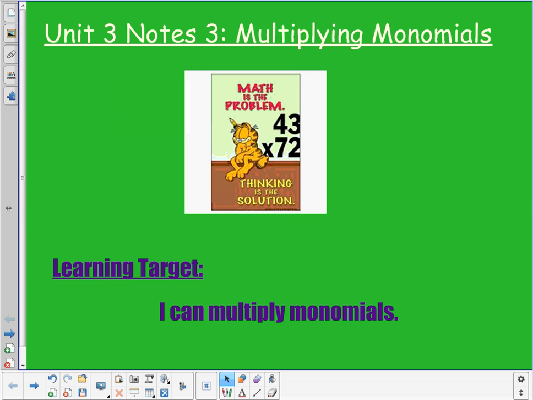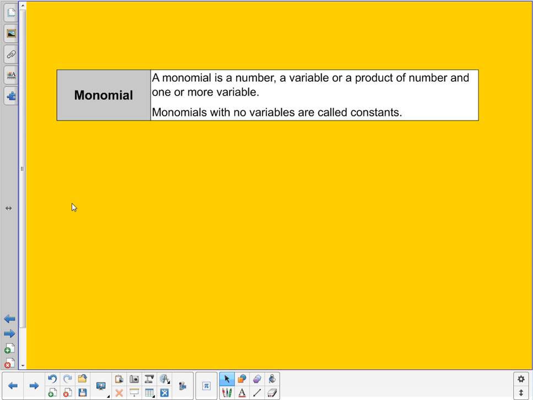Today we're talking about multiplying monomials. Before we talk about multiplying monomials, we should probably figure out what a monomial is. A monomial is a number, a variable, or a product of a number and one or more variables. Monomials with no variables are called constants. So that's a definition for you.